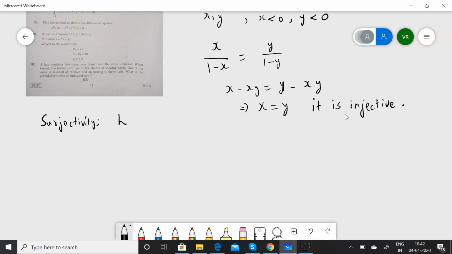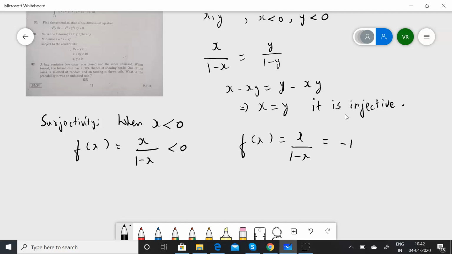So when x is lesser than 0, we have f of x is equal to x by 1 minus x, which is lesser than 0. Also, f of x is equal to x by 1 minus x, which is equal to minus 1 plus 1 by 1 minus x, which is now going to be greater than minus 1. So therefore, you can see that minus 1 is lesser than f of x, which is lesser than 0.